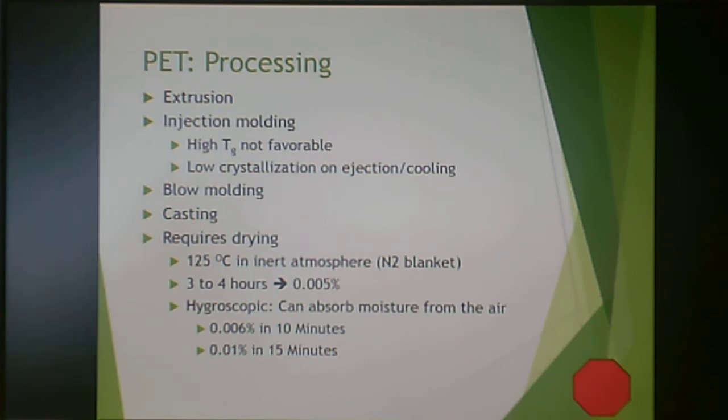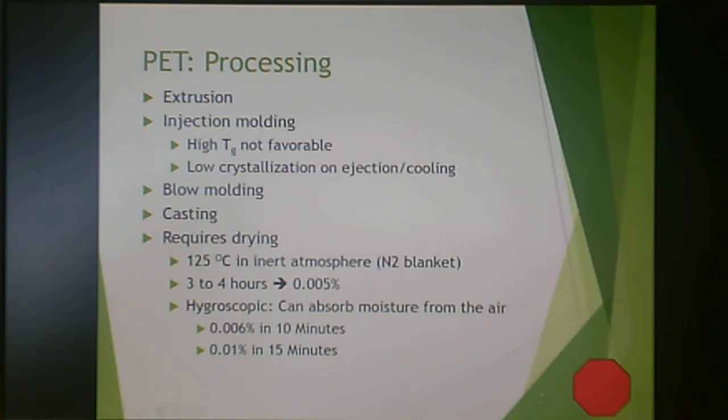It's used in casting. It does require drying, so again, 120 degrees Celsius in an inert atmosphere, typically a nitrogen blanket, and it absorbs moisture from the air. So you want the moisture to be less than 0.005. You can accomplish that if you're drying for about 4 hours, but you need to use it right away. Because it's hygroscopic and absorbs moisture from the air, after about 10 minutes, all of that drying that you did is starting to be undone. In about 15 minutes, you have double the amount of moisture that's appropriate. So you want to dry it and use it immediately.